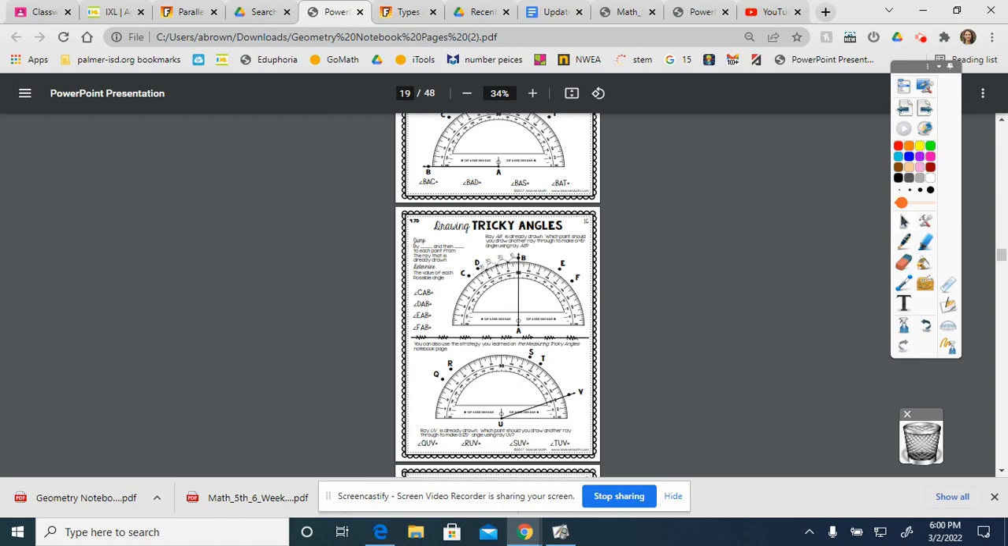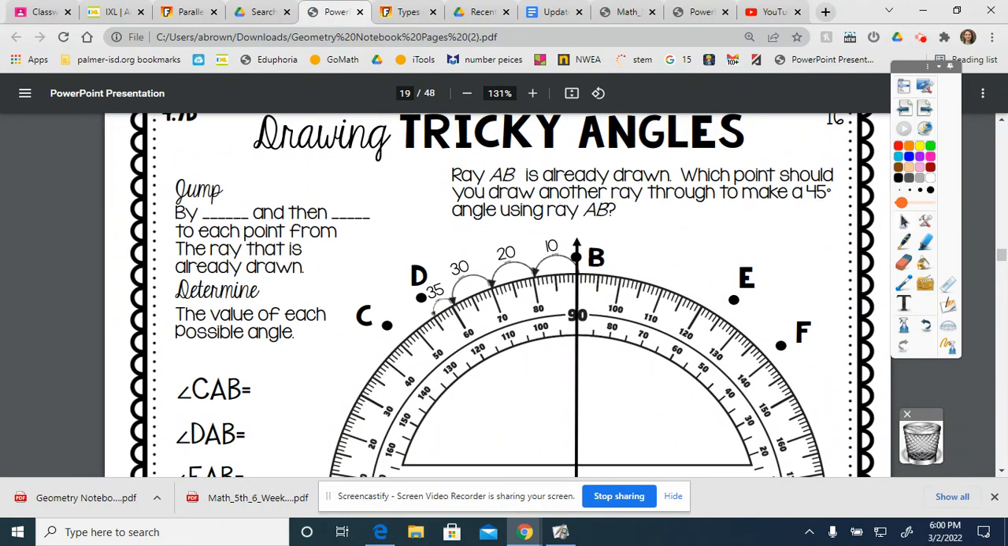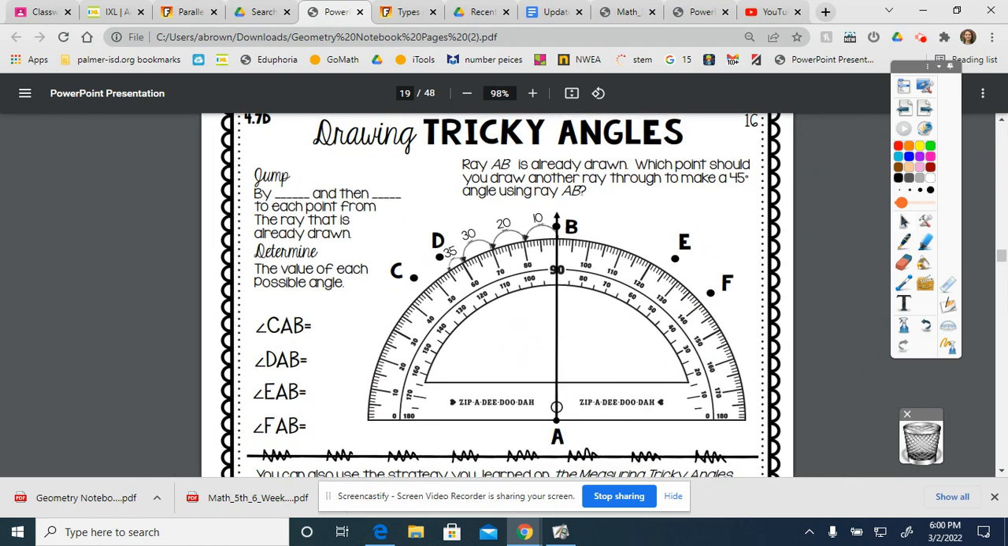Okay. Drawing a tricky angle. Okay, so let's look at our problem right here. It says ray AB, I'm reading right here. Ray AB is already drawn. Which point should you draw another ray through to make a 45-degree angle?